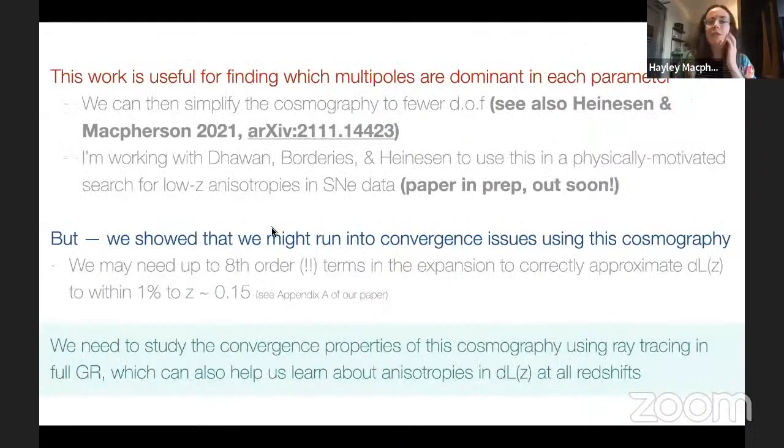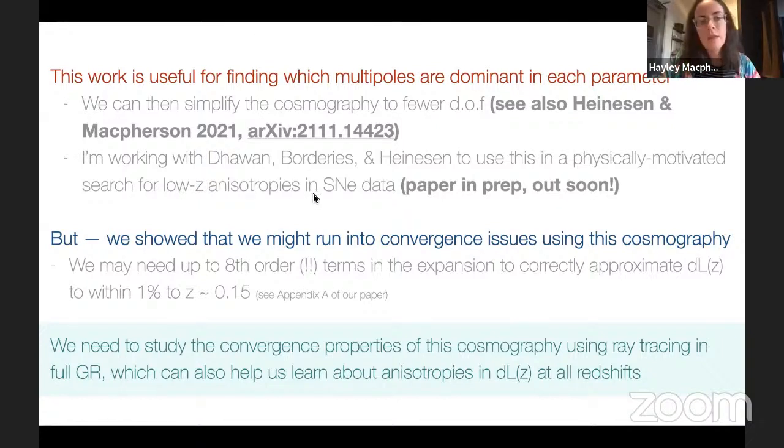And so this work is useful for finding which multipoles are dominant in each parameter. So for example, we found that the dipole is dominant in the deceleration and curvature parameters, and the quadrupole is dominating in the effective Hubble parameter. And this can allow us to simplify the cosmography to fewer degrees of freedom.